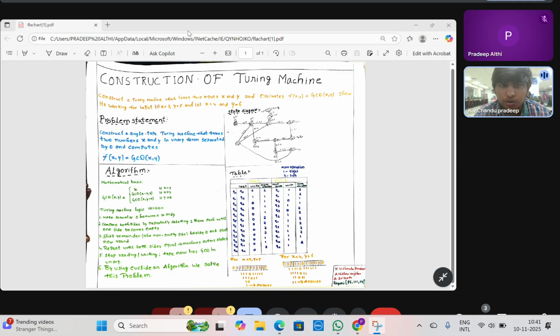Today, my topic is to explain the algorithm and logic explanation. The mathematical logic behind the Euclidean algorithm is: GCD of x and y is equal to x if x is equal to y; if x is greater than y, GCD of x minus y and y; if y is greater than x, GCD of x comma y minus x.